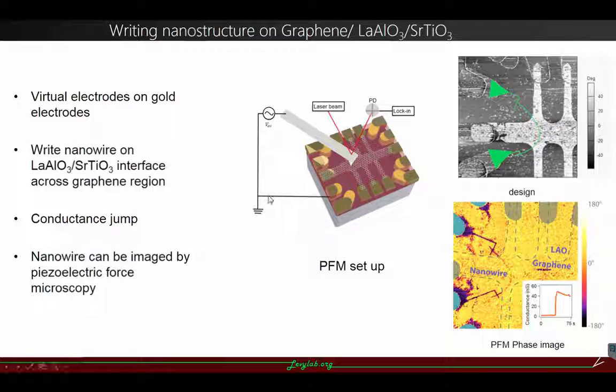After that, we tried to write nanostructures on graphene lanthanum aluminate strontium titanate. So this design shows the virtual electrodes and one nanowire. After the writing, we can see a conductance jump between these two electrodes, and we did piezoelectric force microscopy at this region, and even under the graphene, the nanowire is very clear. So that means we can write the nanostructures through the graphene.